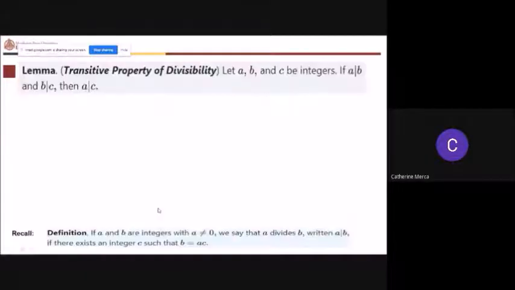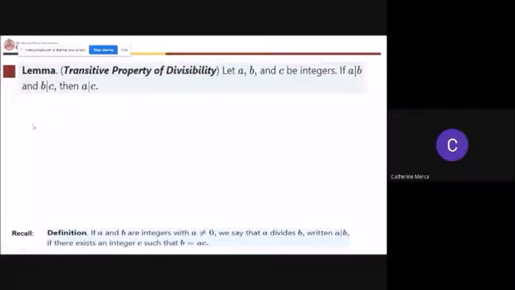So what is the transitive property of divisibility? For transitive, you have a, b, and c be integers. Then, if a divides b and b divides c, then what happens? a also divides c. So how are we going to prove that? You recall the definition first. If a and b are integers with a not equal to 0, then a divides b, written as such, if there exists an integer c such that b is equal to ac. So you make use of the definition to prove the following lemma.